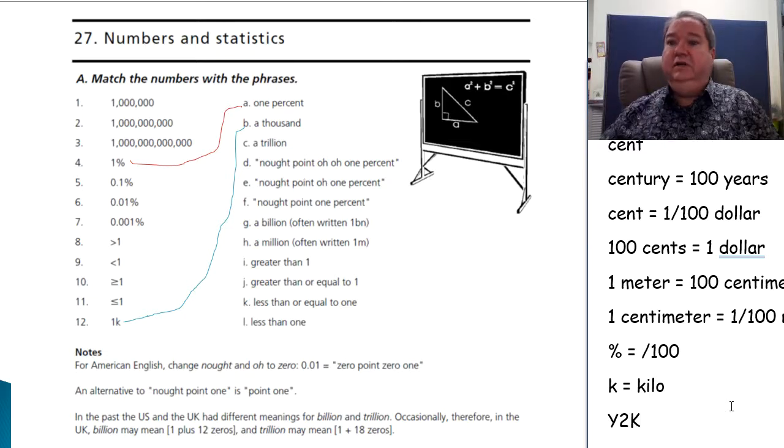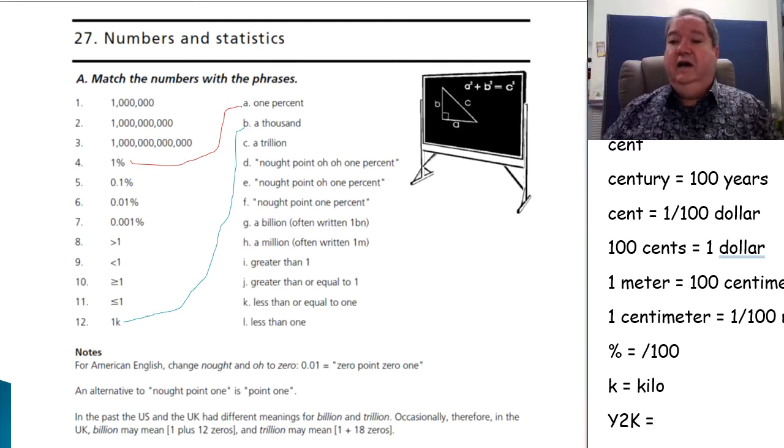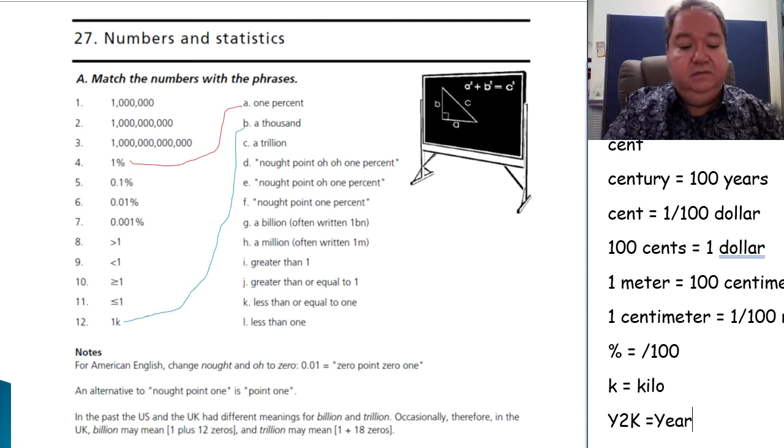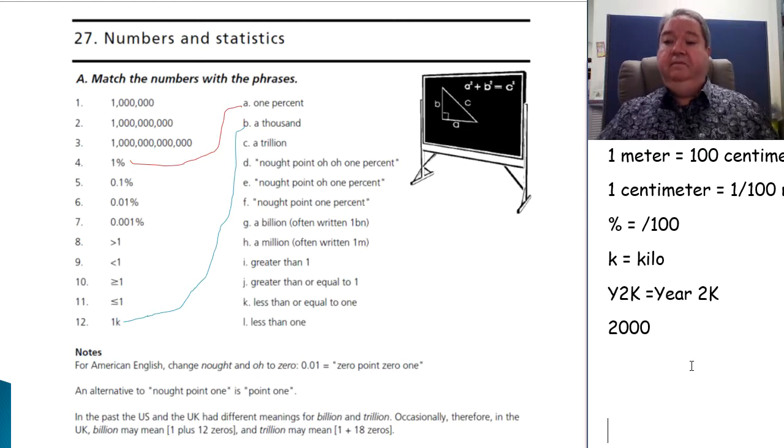This was a huge deal. Everybody was afraid it was going to create all sorts of chaos and confusion and computer crashes and monetary problems. Y2K was year 2K, or the year 2000. 2K, 2000, the year 2000. Why were people worried about that? Why was that a concern?